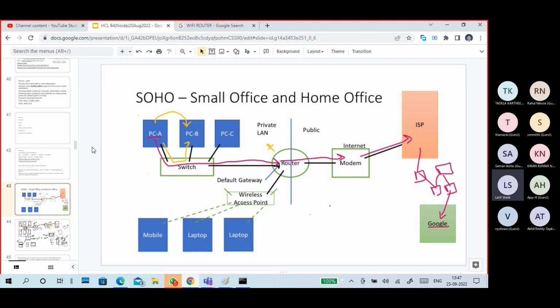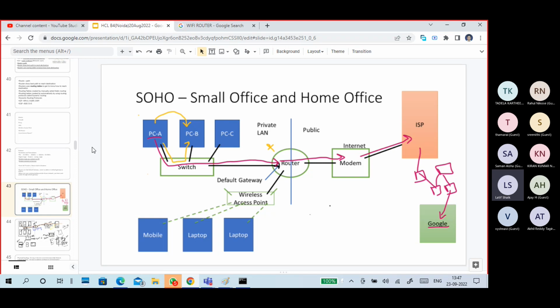What kind of connectivity do you want? You want 50 Mbps connectivity or 100 Mbps connectivity? What is your subscription? Based on your subscription, the ISP checks your identity and gives the internet to your modem. The modem now got internet, with a different IP address, a different network address. It's not our local IP; this different IP address is given to the router.